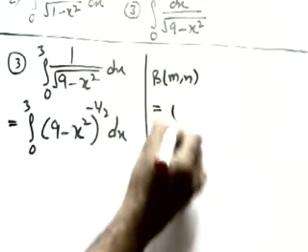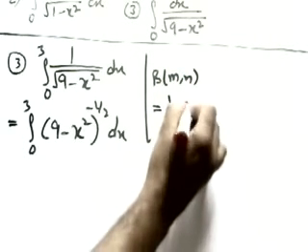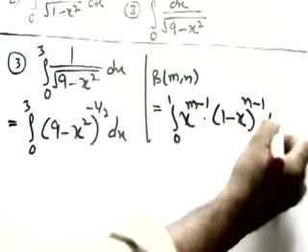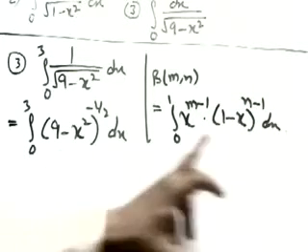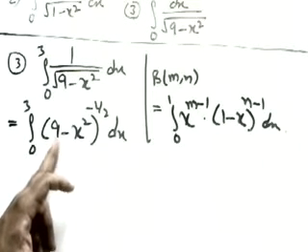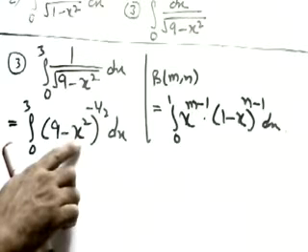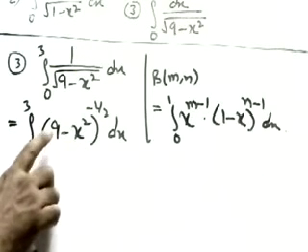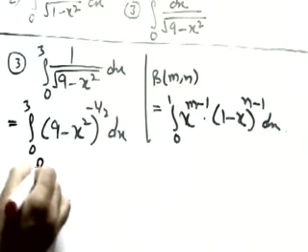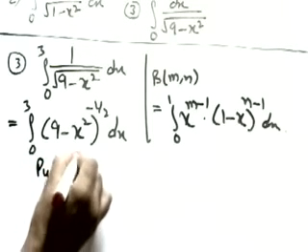So what is the definition of beta function? Beta of m comma n equals integration 0 to 1, x power m minus 1 into 1 minus x power n minus 1 dx. Now watch carefully. We have to change like this: 1 minus x. Here is 9. We have to take out 9. If we take 9 common, it will become 1 minus something. Therefore, let us start like this.